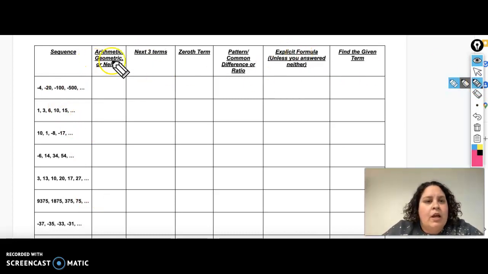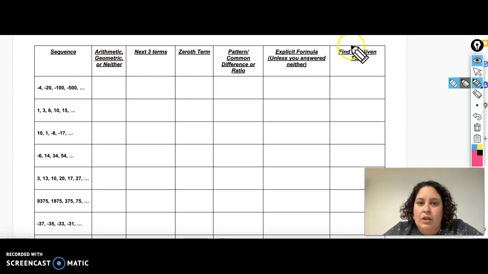First and foremost, first thing you got to do is tell me whether it's arithmetic, geometric, or neither. Again, arithmetic means adding or subtracting. Geometric means multiplying or dividing. Neither means there is still a pattern, but maybe that pattern is adding by odd numbers, which means you're not adding by the same term every single time. Or maybe it is multiplying by even numbers or something random like that, okay? That would fall under the neither category.